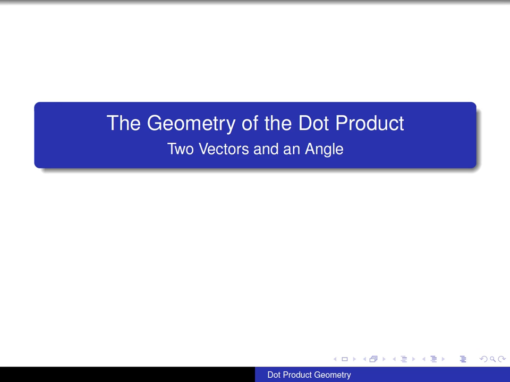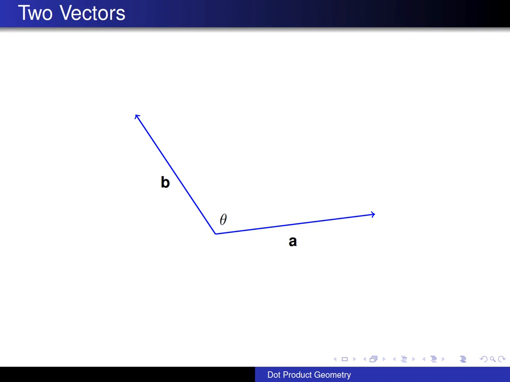Okay, this video is going to be about the geometry of the dot product, the assumption being that you know how to calculate a dot product, and now we're going to try to give some geometric meaning to it. To start off, we're going to draw two vectors, called A and B.